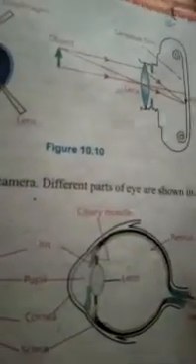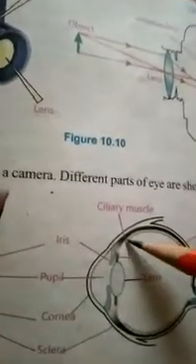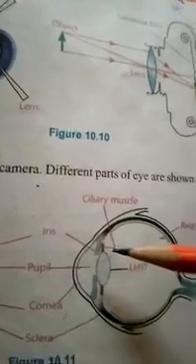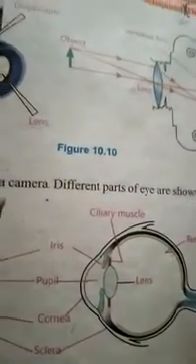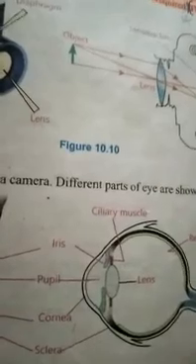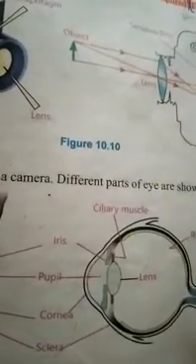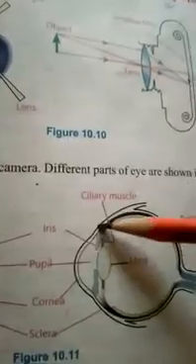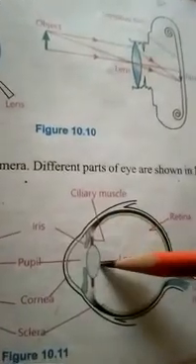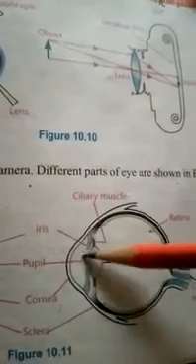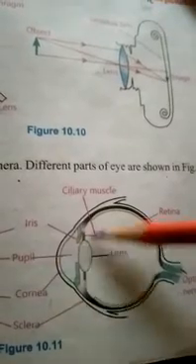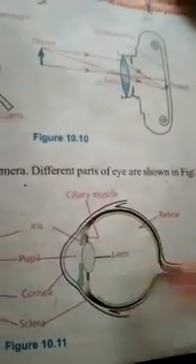Here in the diagram you can see the iris. But what is the function of the iris? When light is dim, when there is darkness and we want to see the objects, then in this light the iris will contract. This iris will contract and this will increase the size of the pupil. When the pupil size increases, more light rays will pass through this lens, and as a result we get a clear image.